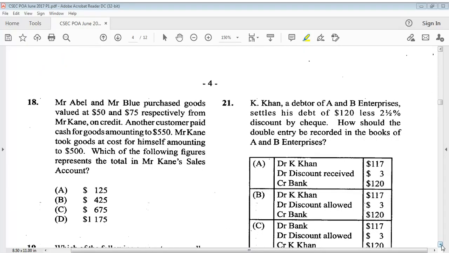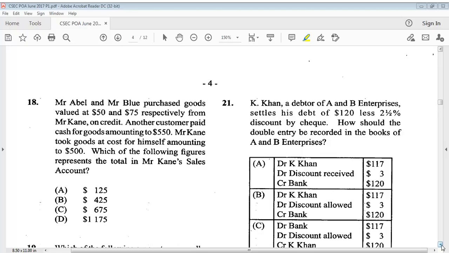It says, Mr. Abel and Mr. Blue purchased goods valued at $50 and $75 respectively from Mr. Kane on credit. Another customer paid cash for goods amounting to $550. Mr. Kane took goods at cost for himself amounting to $500. Which of the following figures represents a total in Mr. Kane's sales account? We know $50 would be in his sales account, right? He sold goods worth $50 and $75, and another customer paid him cash for goods, $550. Yes, that would be a part of it. So those 3 figures would give us $675. So that would be in Mr.